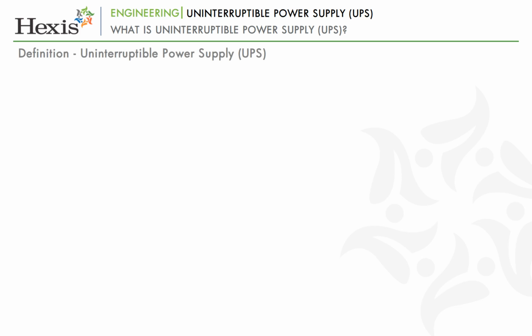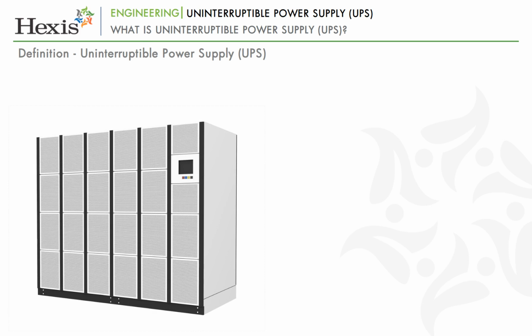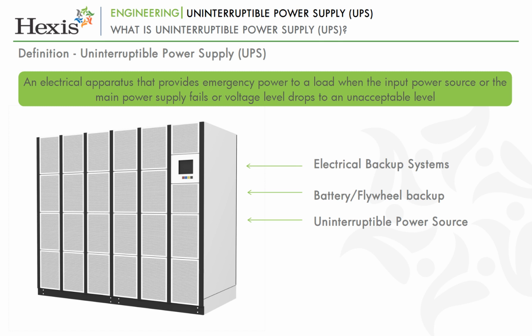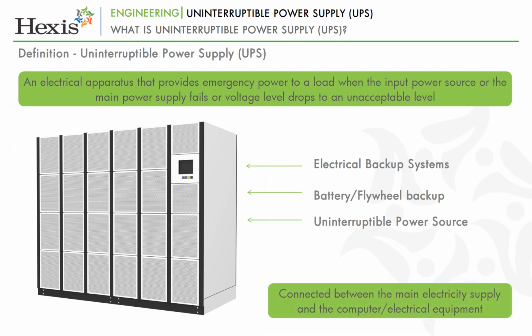Let us now understand what is a UPS. The uninterruptible power supply is an electrical apparatus that provides emergency power to a load when the input power source or the main power supply fails or voltage level drops to an unacceptable level. It is also known as uninterruptible power source, battery or flywheel backup, and electrical backup systems. It is connected between the main electricity supply and the computer or electrical equipment.